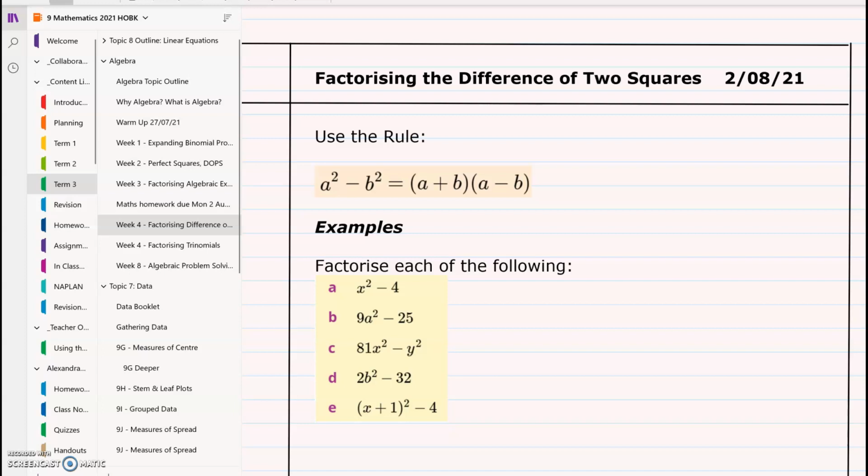Hello Year 9. So in this lesson I'm going to show you how to factorise. So remember, factorising is the opposite of expanding. Factorise the difference of two squares. So we're going to work backwards to something that we did last week.